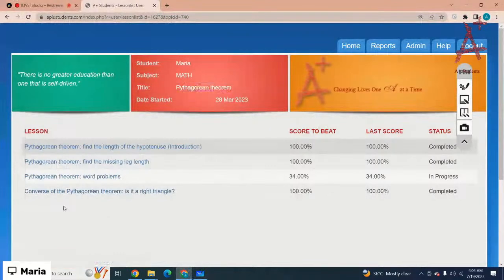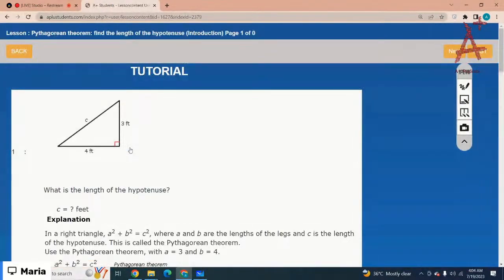Here I am on grade 7 math. The chapter is Pythagorean theorem. Let's start with the first lesson, that is Pythagorean theorem, find the length of the hypotenuse. You are given a triangle. What is the length of the hypotenuse? You are given two of the sides, 3 feet and 4 feet. You have to find the length of the hypotenuse.